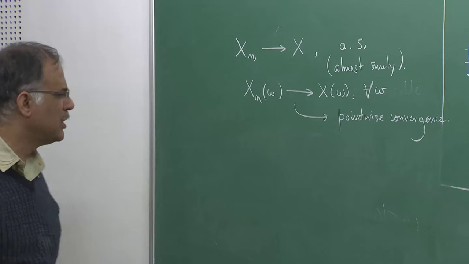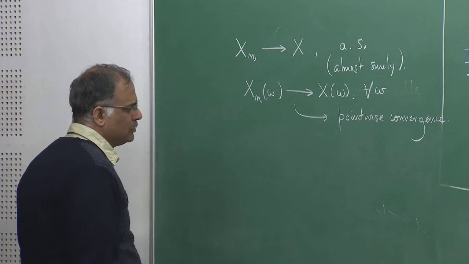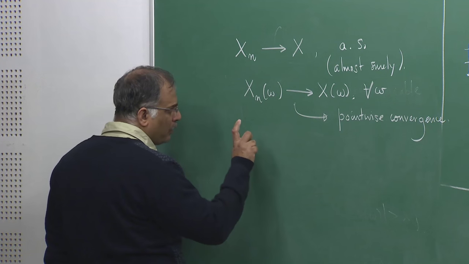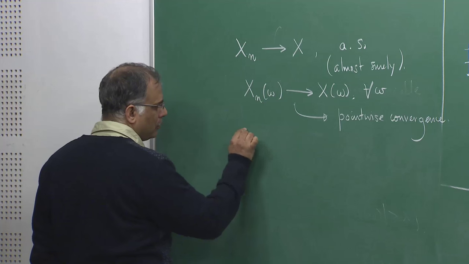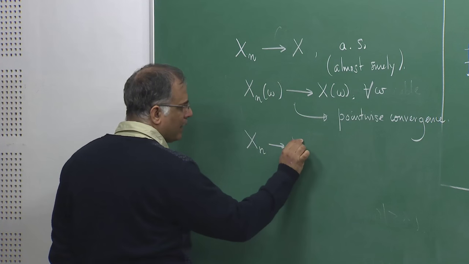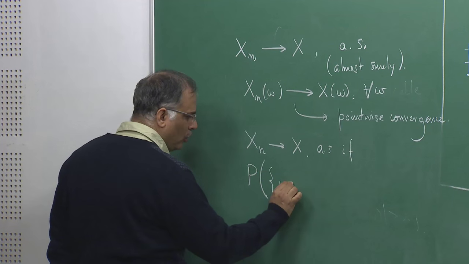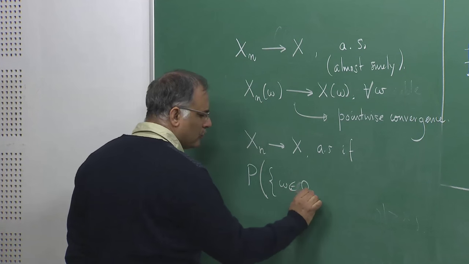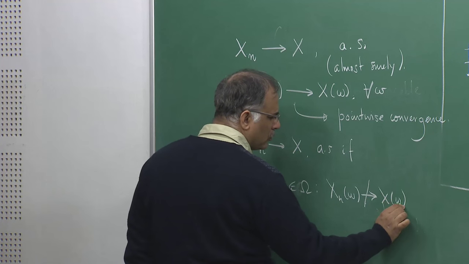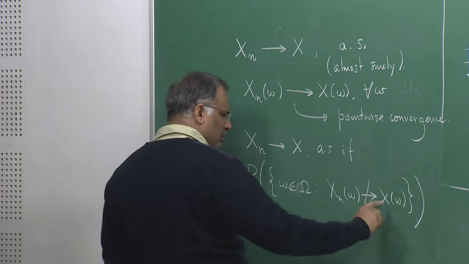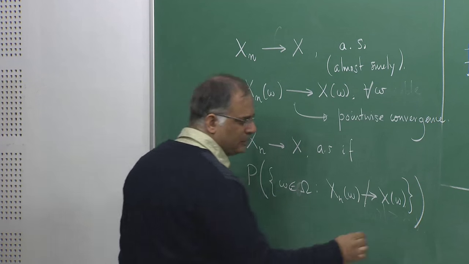This is what is called pointwise convergence. And then one needs to understand that in probability theory, the tendency is always to throw out null events. So we say Xn tends to X almost surely if the probability of the event, that is the collection of all omegas such that this is not true, that Xn(omega) does not converge to X(omega), is a null event.